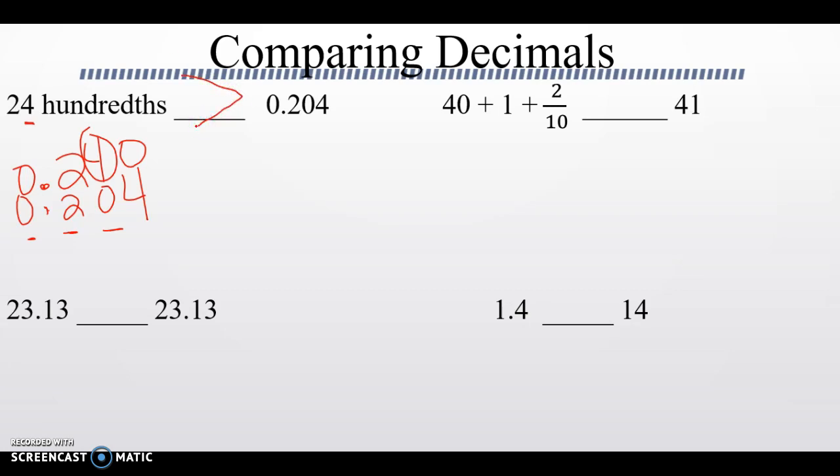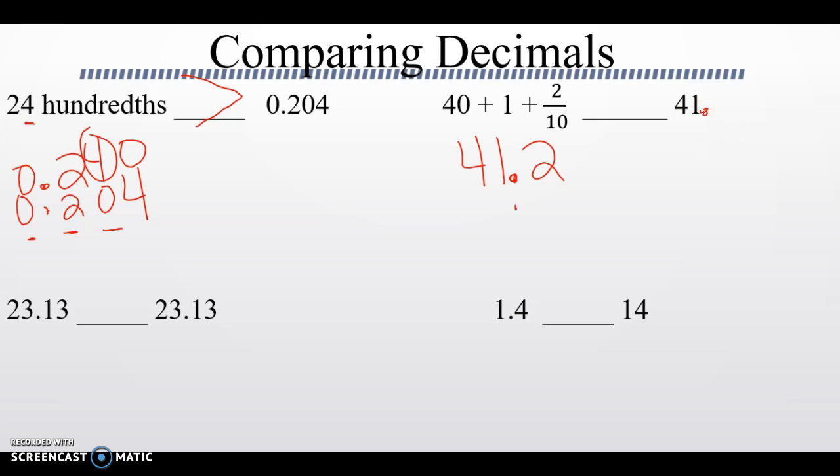Next, you have 40 plus 1 plus 2 tenths. We put that back together, 40. That means that 4 is in the tens place, 1 is in the ones. Whenever you start seeing fractions, that means a decimal point has come, and 2 is in the tenths. Remember, when you don't see the decimal point, it's located at the end.